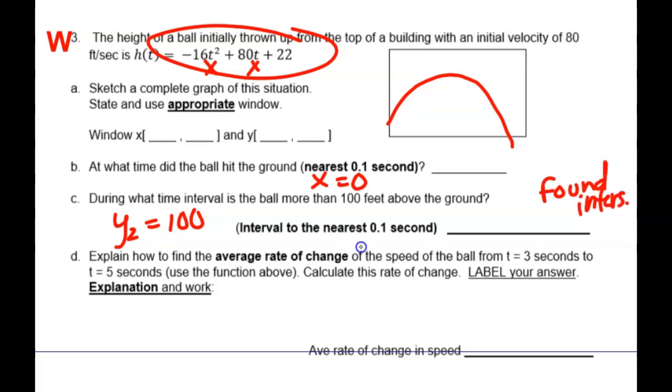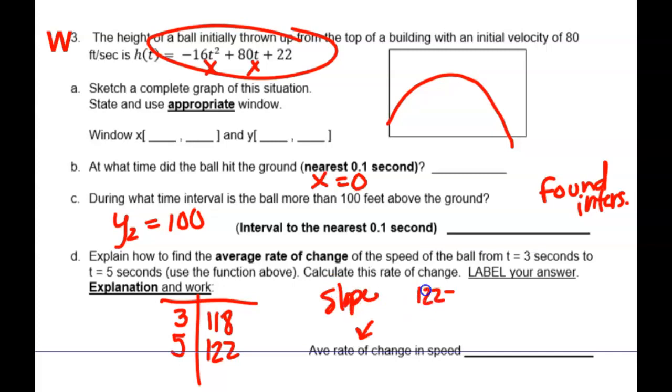Average rate of change. We put in a 3 and a 5, and we got out, can anybody tell me what those were? Okay, so then we found those from the table, and then remember average rate of change meant slope. So that would be 122 minus 118 over 5 minus 3, which was 4 over 2, or 2 feet per second. Is that what we had?